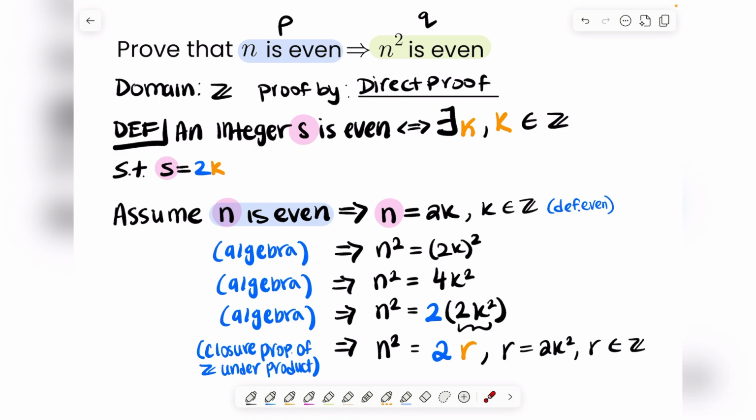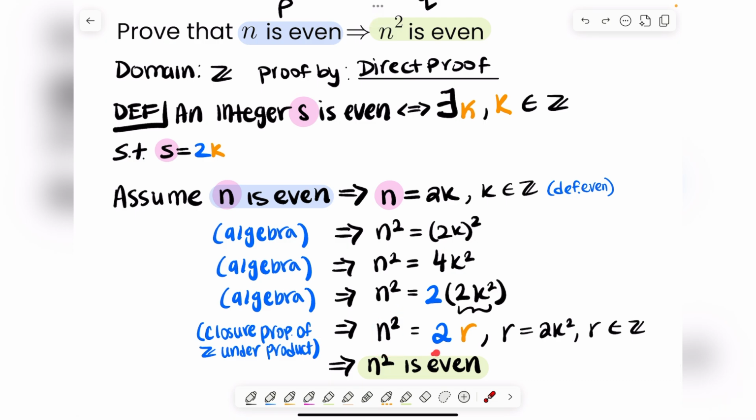But now look at what we have. We have that n squared is equal to 2 times some integer. And what's the definition of an integer that is even? Well, an integer that is even is equal to 2 times some integer. So therefore we can conclude that n squared is even because it is of the form of an even integer.